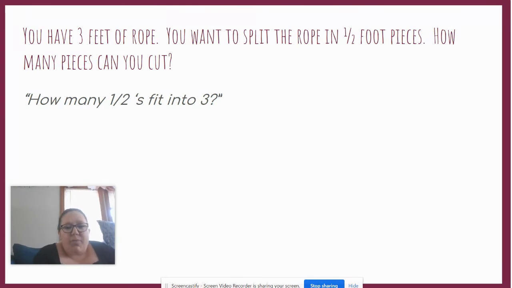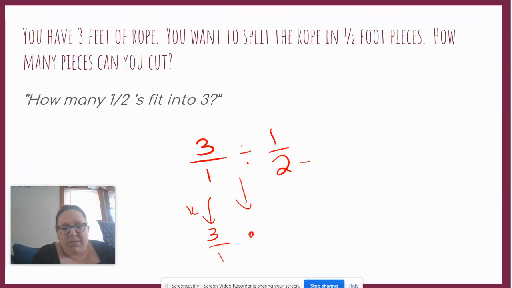You have 3 feet of rope. You want to split the rope into half-foot pieces. How many pieces can you cut? So I'm hearing alarms go off because I see the words split and cut here, so we automatically know that's division. We have 3 feet of rope, so that's what we're starting with, and we're splitting it up into 1/2 pieces. Again, the 3 goes first because that's what we have first. 3 over 1 stays the same. Change to multiplication. 1/2 becomes 2 over 1. That means we can make 6 pieces.